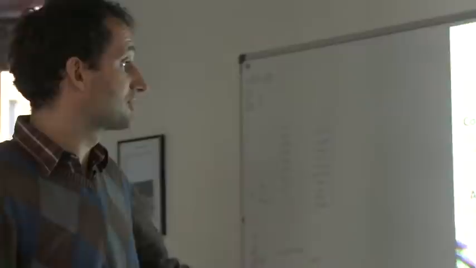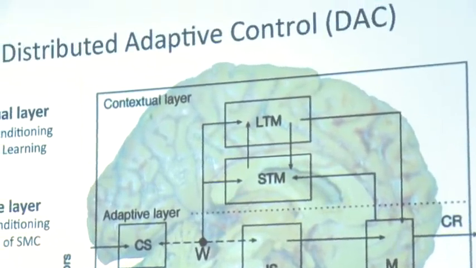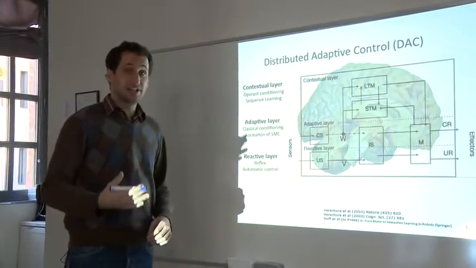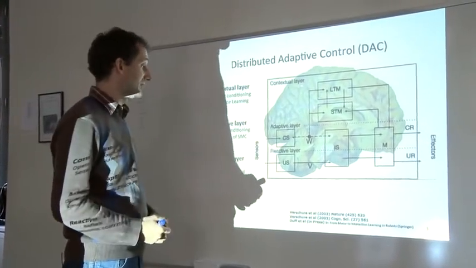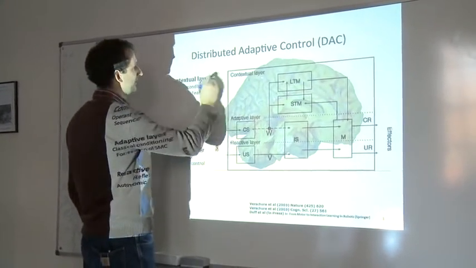And this is this layer structure we have proposed in SF and we have developed during the last decade that we call distributed adaptive control. The distributed adaptive control architecture comprises 3 layers: the reactive layer, the adaptive layer, and the contextual layer.